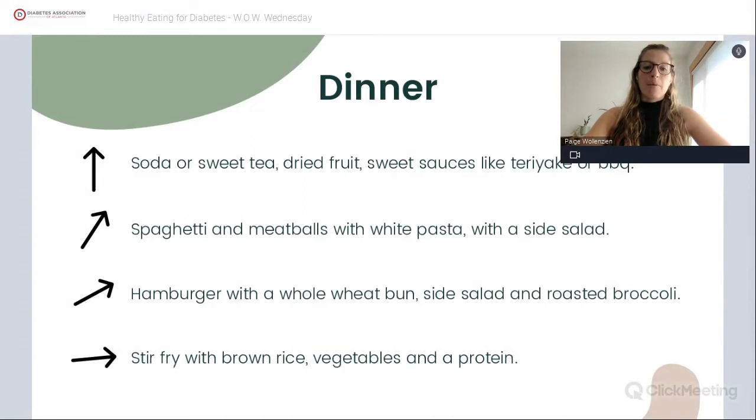More of a low blood sugar rise would be a hamburger with a whole wheat bun, and then some non-starchy vegetables on the side, such as a side salad and some roasted broccoli. Those with more of a slight rise would be like a stir fry, using brown rice or another whole grain, vegetables, and a protein.